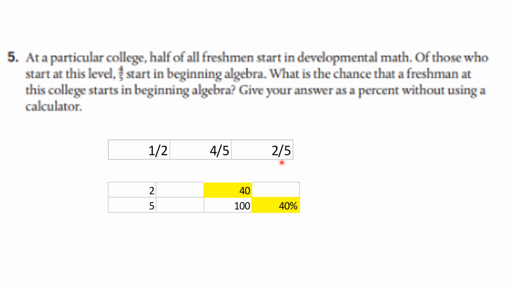But they ask, give your answer as a percentage, so 2 out of 5. To have an equivalent fraction, you multiply the bottom by 20 and the top by 20, and you get that is 40%.